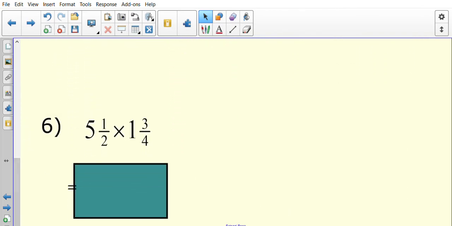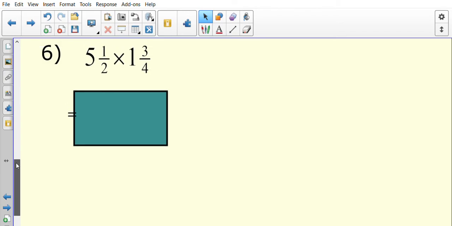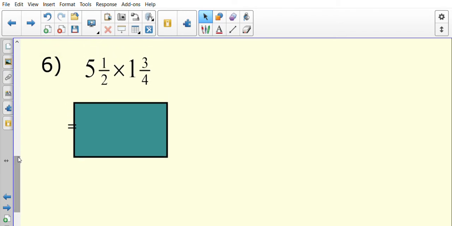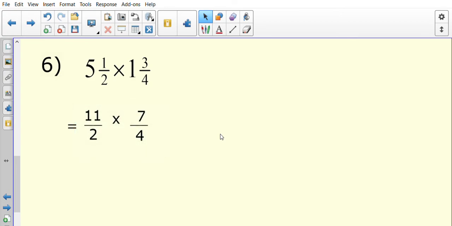Here's another example with mixed numbers. Again, you can't multiply, you must change your mixed numbers to improper fractions. So 5 and 1/2: 5 times 2 is 10, add the 1 on, you get 11. So 11 over 2. 1 and 3/4: 1 times 4 is 4, add the 3 on, we get 7. So 11 over 2 times 7 over 4.